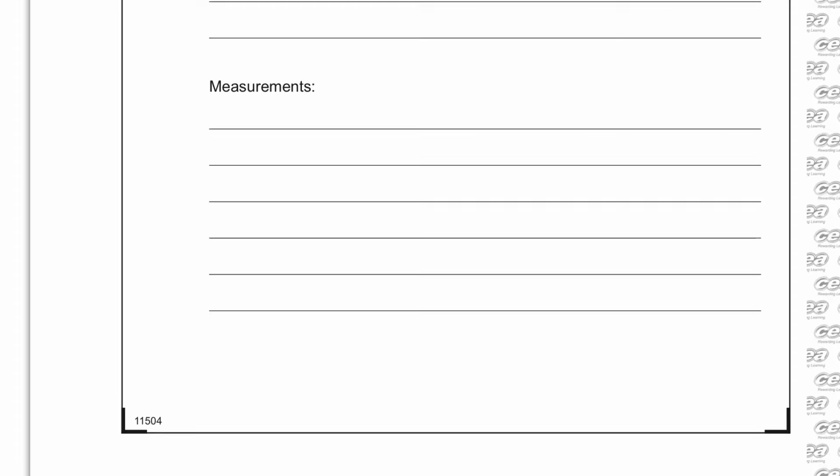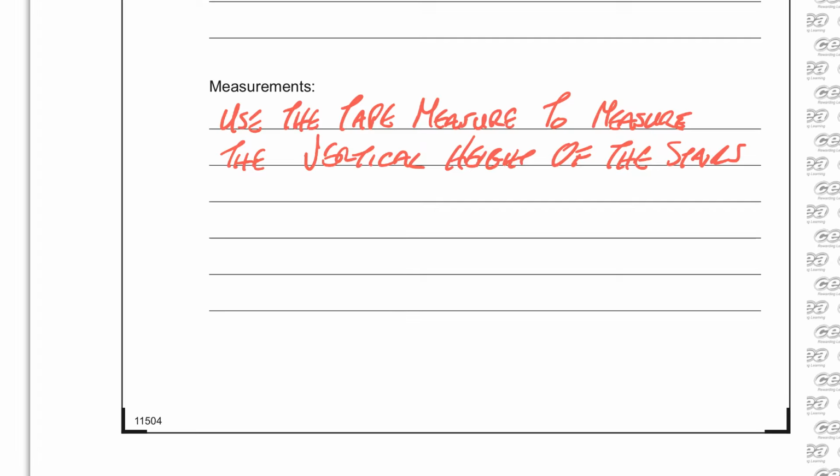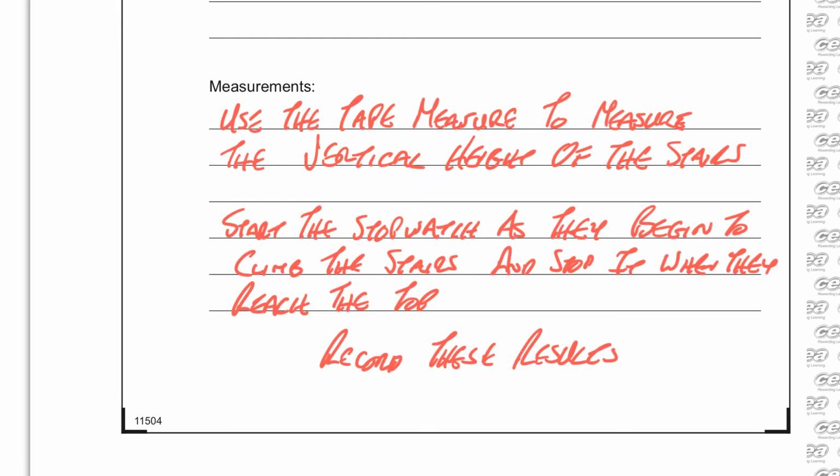So what about these measurements? So use the tape measure to measure the vertical height of the stairs first. So you need to explain it. You're starting the stopwatch as they begin to climb the stairs, and you're stopping it when they reach the top. And then you're recording these results.